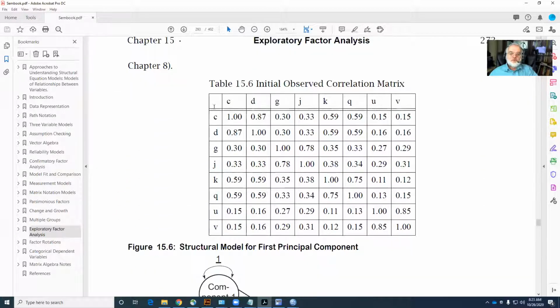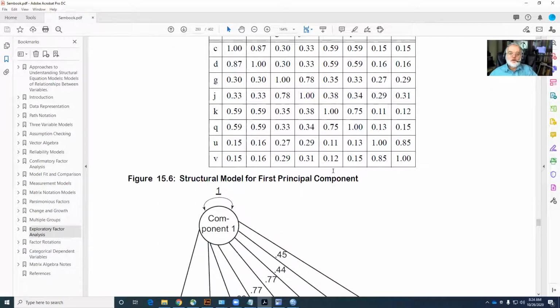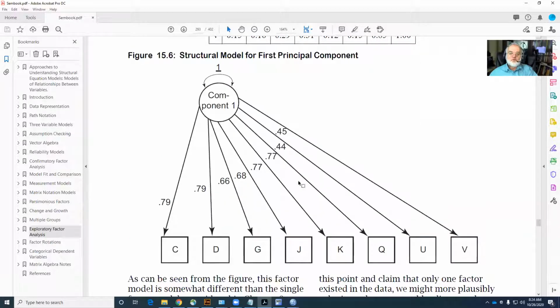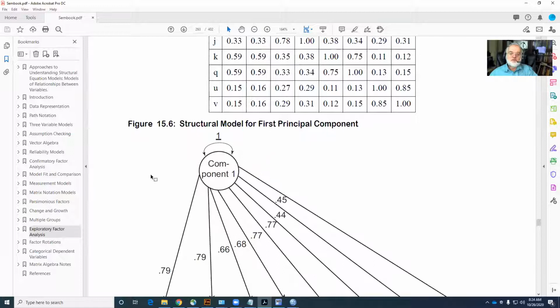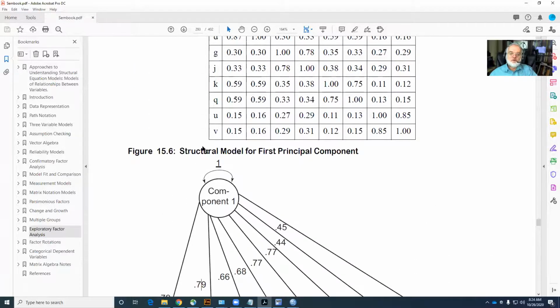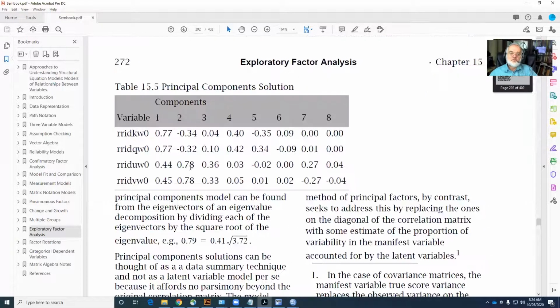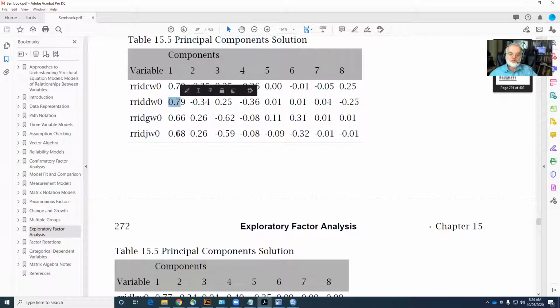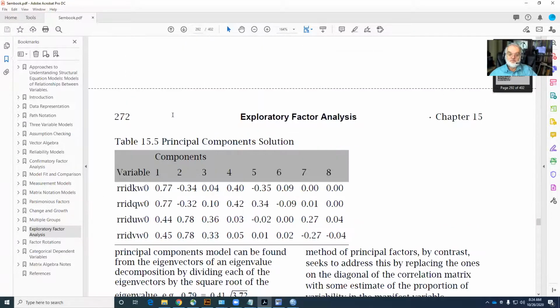So starting out, let's take a look at our initial correlation matrix that we have. We have 1s in the diagonal. And if I want to generate the numbers that I saw above, I would fit the following structural equation model. So this 0.79 is equal to what I see above, 0.79, 0.79 that the computer automatically spit out.